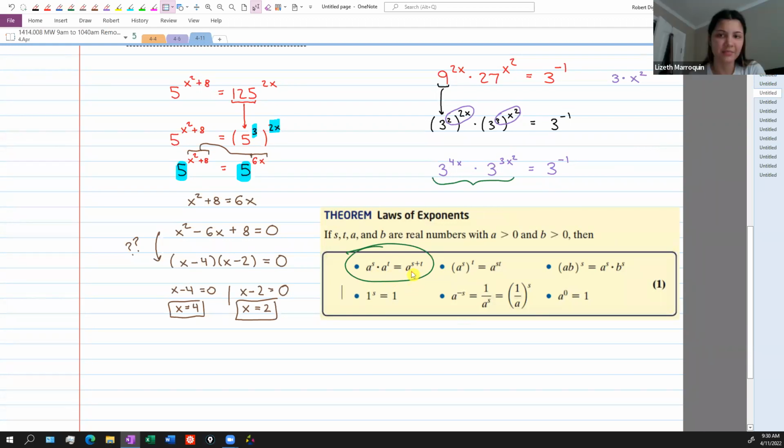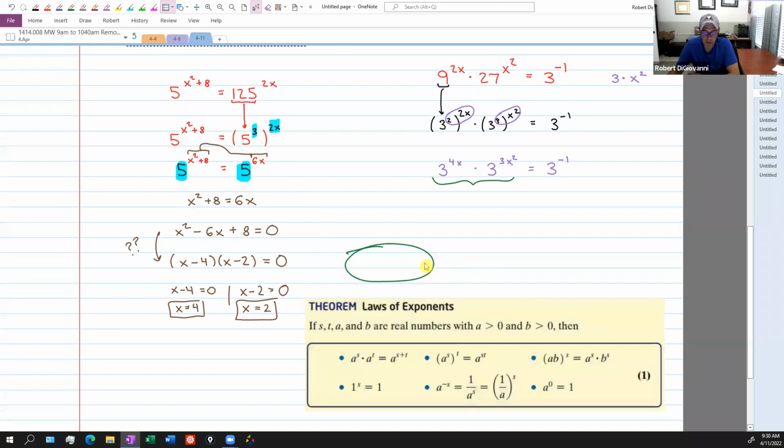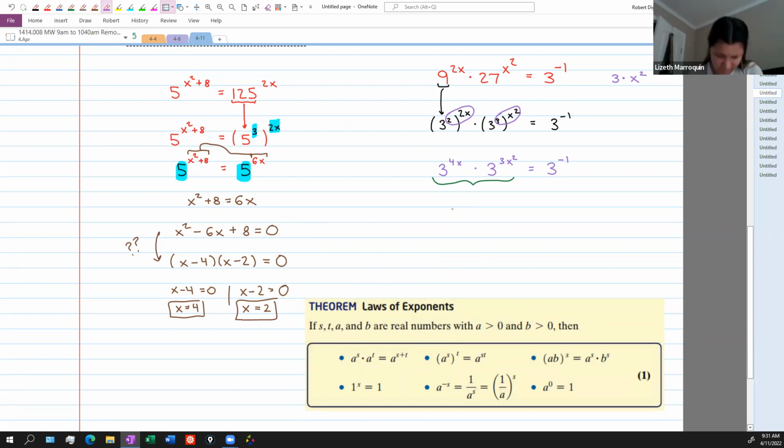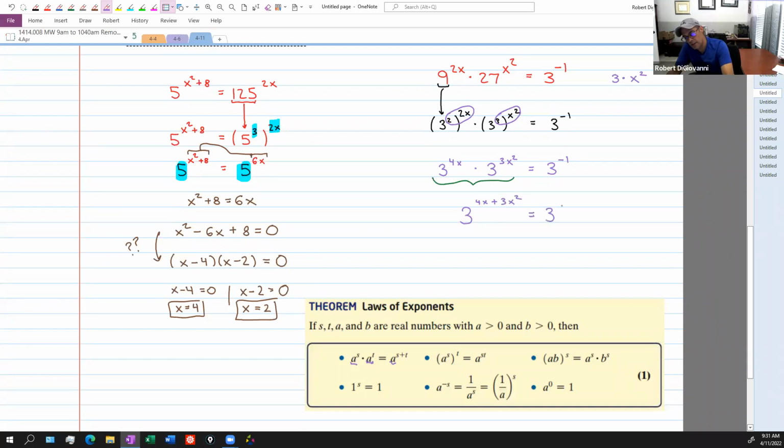So would you be adding them? Add them, right? And just keep the same base, right? Keep the same base that we have. Okay, good. So let's see, Lizeth, you tell me what you think this next line is going to be. So it would be, keep the base, right? They both have a 3 here, so keep that base. So our base is what? 3, okay, so 3, and then raise to the what? 4x plus 3x squared. There you go, perfect. Equals 3 to the -1.